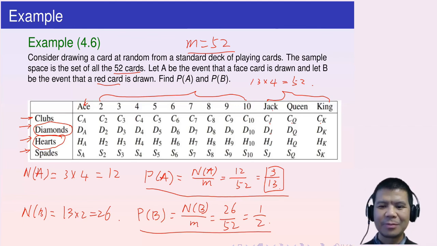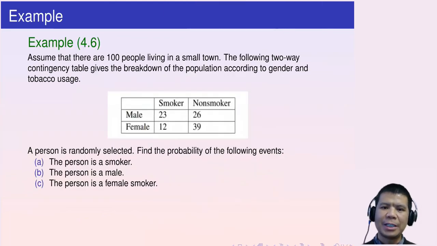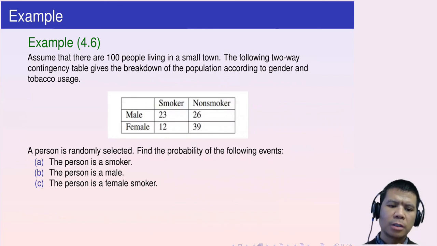Now let's consider another example. Assume that there are 100 people living in a small town. The following two-way contingency table gives a breakdown of the population according to gender and tobacco usage. A person is randomly selected. Find the probability of the following events. A, the person is a smoker. B, the person is a male. C, the person is a female smoker.